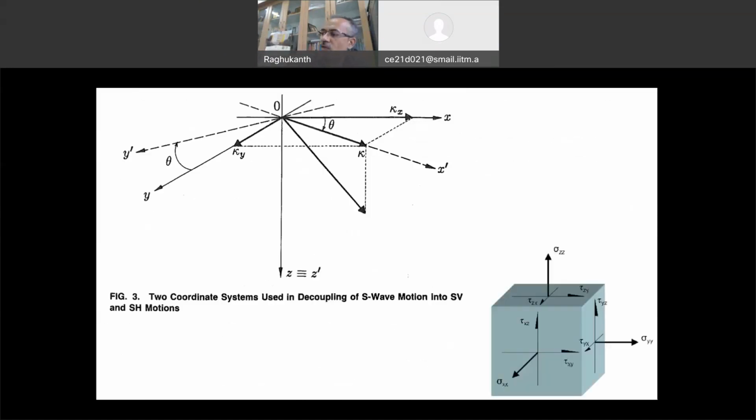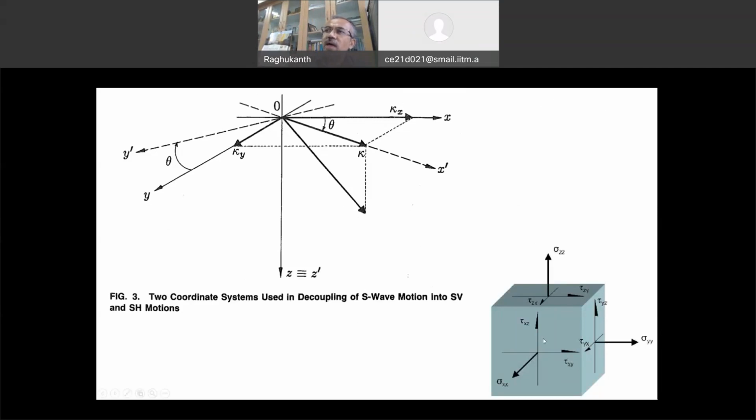In the sphere, one more important thing is this stress cube, which all of you would have studied in your advanced structural mechanics. If you see any plane, how many stresses are there? The components. Three components are there.